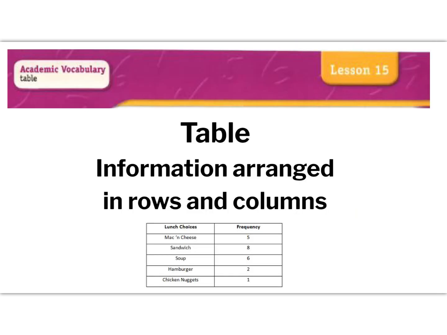Our vocabulary for today is table. So this is information arranged in rows and columns. So here's an example of a table. The title up here is Lunch Choices. Mac and cheese, sandwich, soup, hamburger, chicken nuggets, and then frequency is the number of times that it occurred. So probably like 5 people chose mac and cheese, 8 people chose sandwich, etc. So tables are a great way to organize information and to be able to read things very quickly.